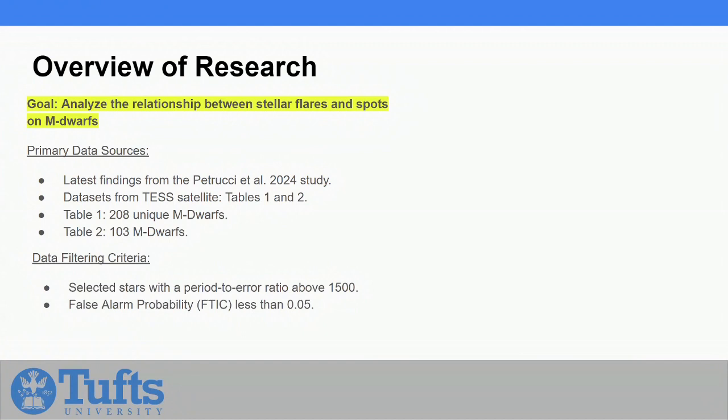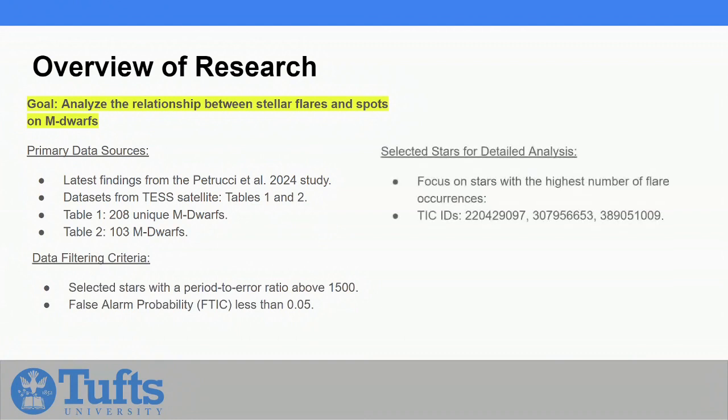Since data in astrophysics can often be noisy and conditions less than ideal, applying a stringent FDIC threshold ensures that the most convincing signals are considered, enhancing the overall quality and reliability of the analysis. Doing this left us with 9 stars, and by counting the number of occurrences each star had once the Table 1 data merged with Table 2, we found the following stars with the most number of flares.